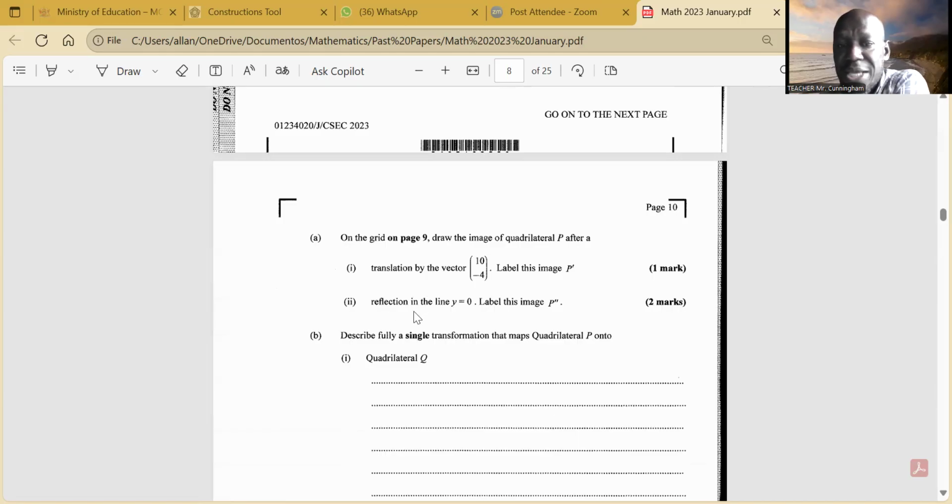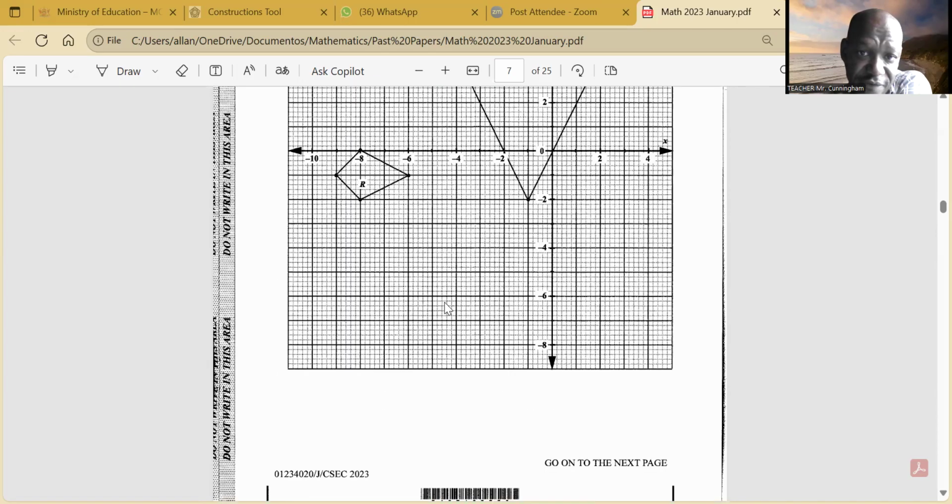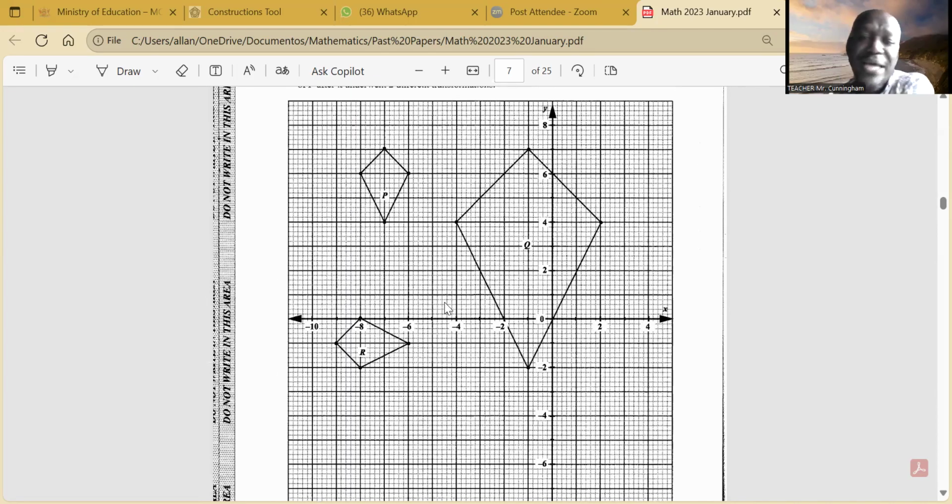reflection part. They ask for the reflection of P in the line y equal to 0. Now we have to go back to the graph to find the line y equal to 0. In this graph, this is the y-axis, this vertical line. Any number on the y-axis would be y. My x-axis is here, horizontal. So I'm going to construct a line.